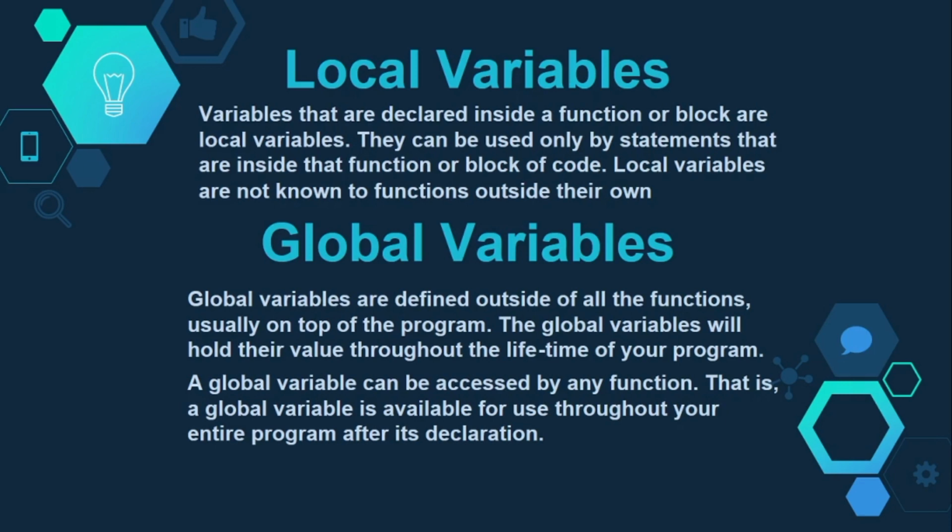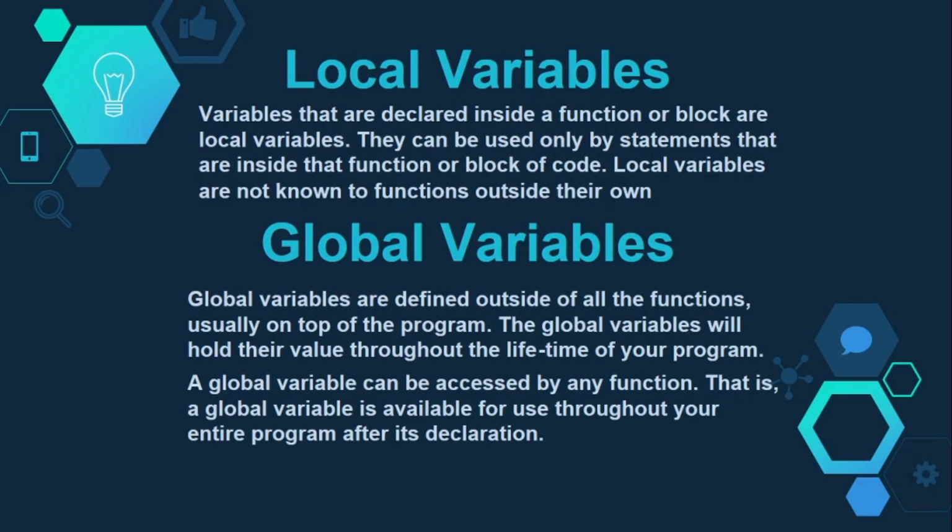And the next we have global variables. Global variables are defined outside of all functions, usually on top of the program. The global variables will hold their value throughout the lifetime of your program. A global variable can be accessed by any function. That is, a global variable is available for use throughout your entire program after its declaration.